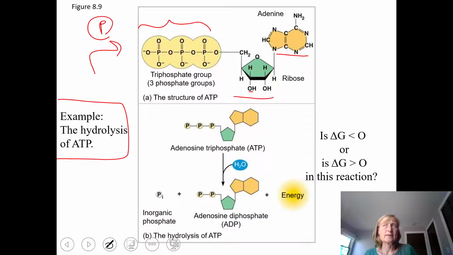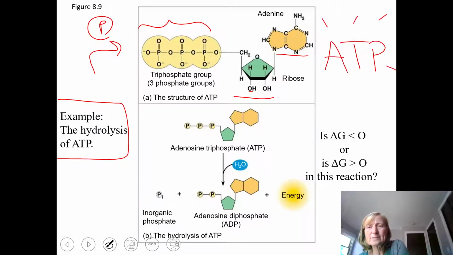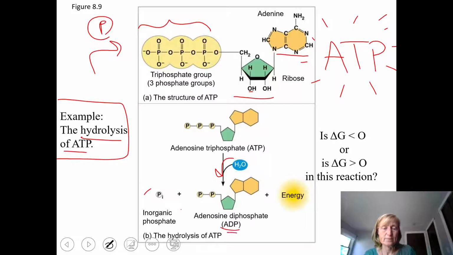This molecule is the currency for how our cells do work, right? ATP. Hey, ATP is how we do all of our work. We think of ATP as a great source of energy. Well, ATP can be broken down. We use the term the hydrolysis of ATP to describe that breaking down because we need to add water to break a bond, and we end up with 1 inorganic phosphate and ADP. The hydrolysis of ATP releases energy.